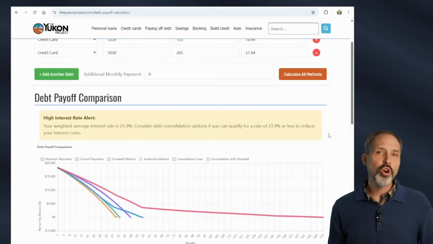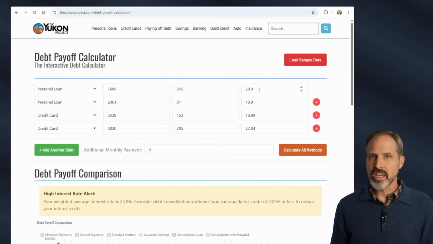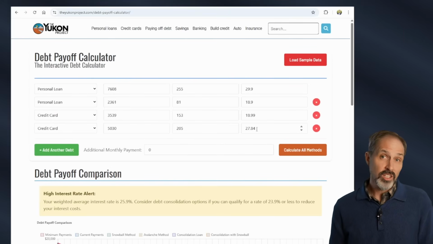By the way, there's no reason you have to consolidate all of your debts. If you can improve on the interest rate on just a couple of them, consolidate those and leave the others unconsolidated.